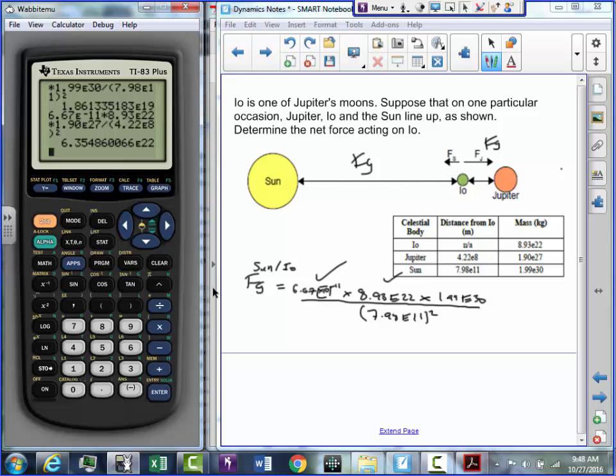You guys able to get what I got there? You still use 6.67 because that's the gravitational constant. We still use Io's mass, which I hope is right, was the 8.93 number. Why do I put an 8? My 3 looks like an 8 there, doesn't it? Rather than using the sun's mass, though, now use Jupiter's mass, and rather than using the sun to Io distance, use Jupiter to Io distance.